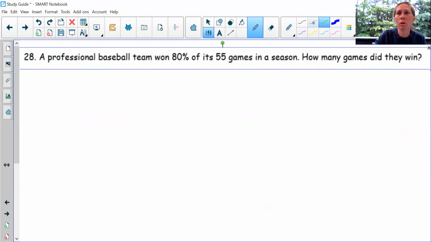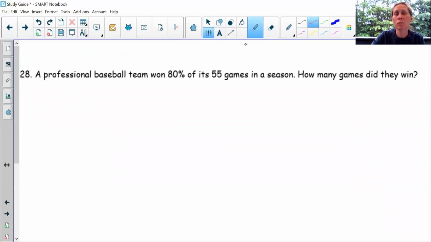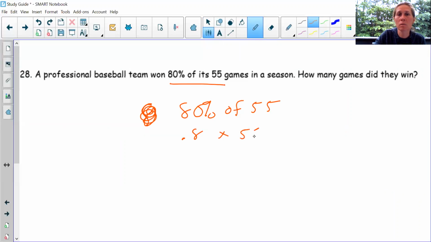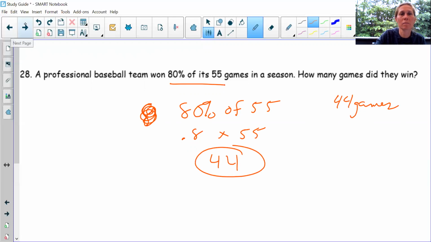Oh, this is a simple one. A professional baseball team won 80% of its 55 games. How many games did they win? They won 80% of the 55 games. 80% of 55. 0.8 times 55. Right? So 0.8 times 55 gives me 44. So how many games did they win? They won 44 games. Number 29.